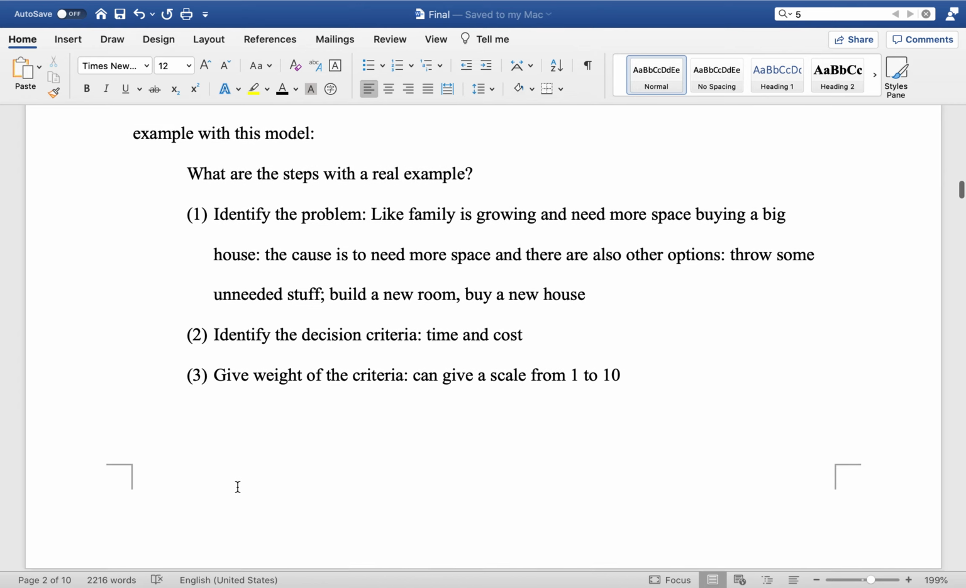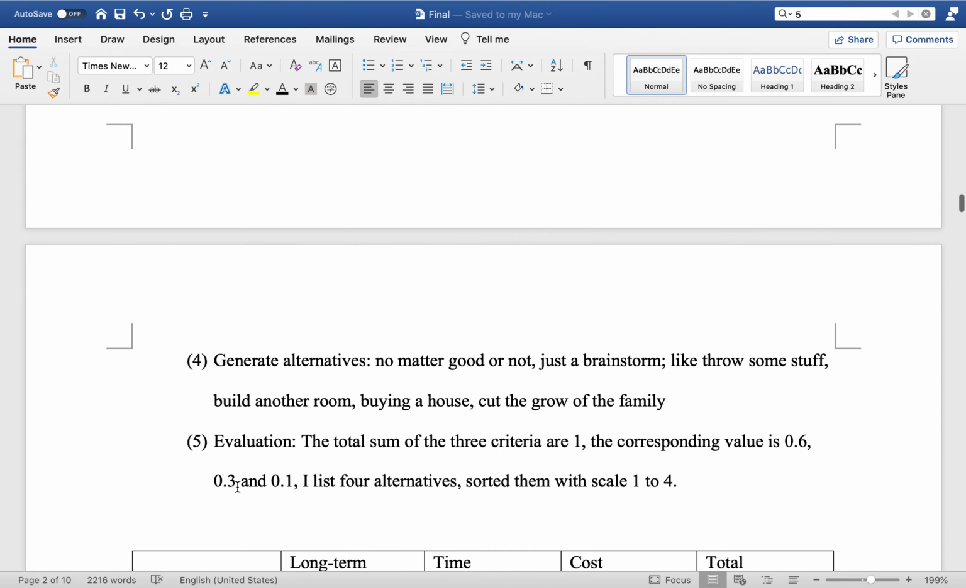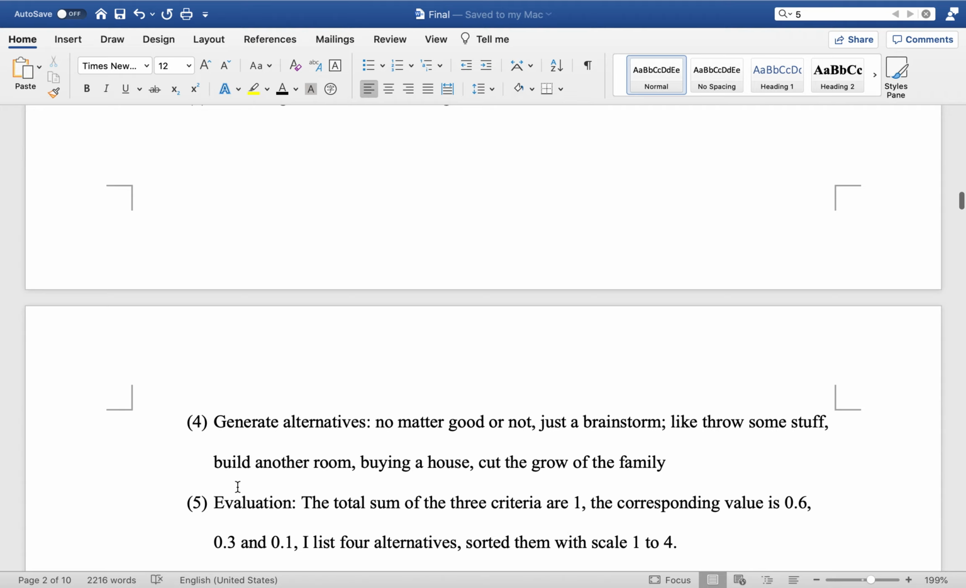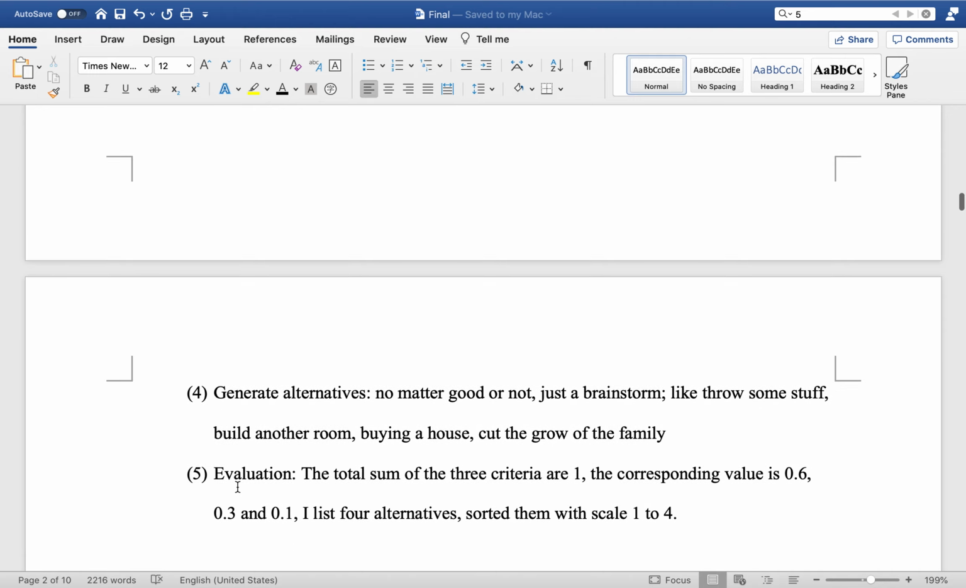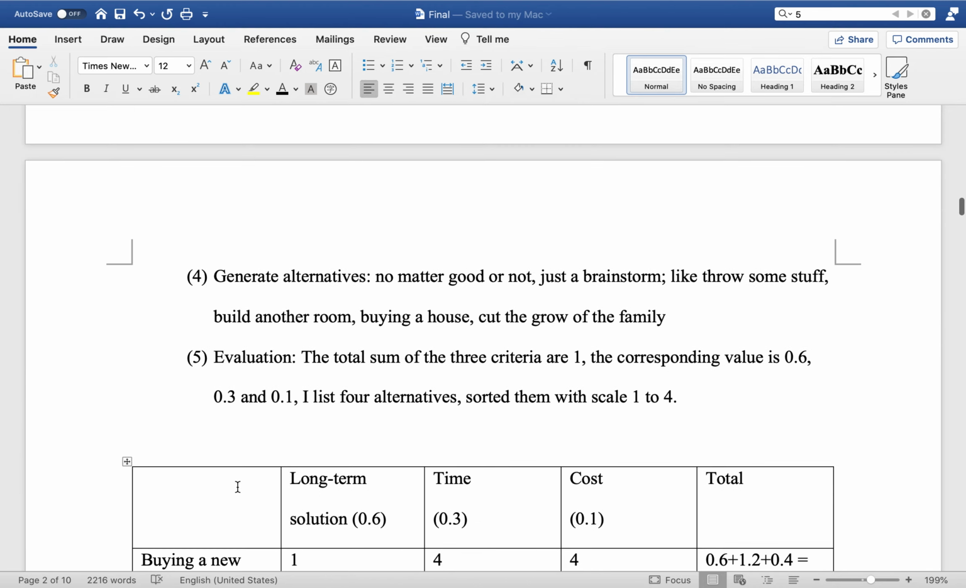The third step is give weight to the criteria. So we can give a scale from 1 to 10. The fourth step is generate alternatives. For this one we have already mentioned, like throw away some stuff, build another room. Then the next step will be the evaluation.